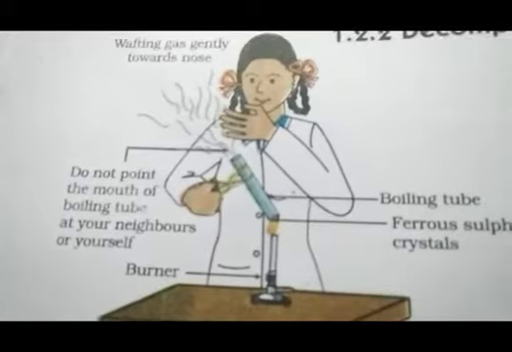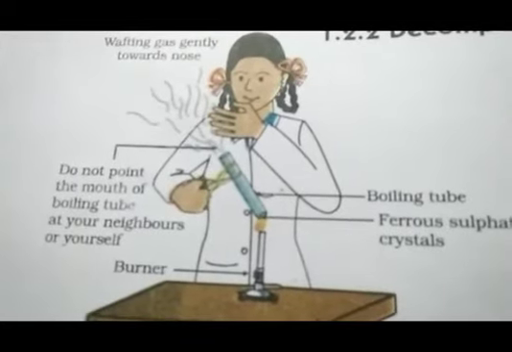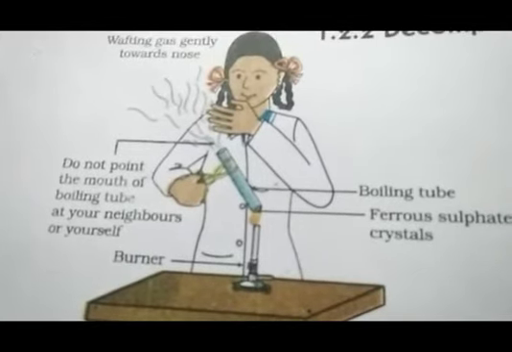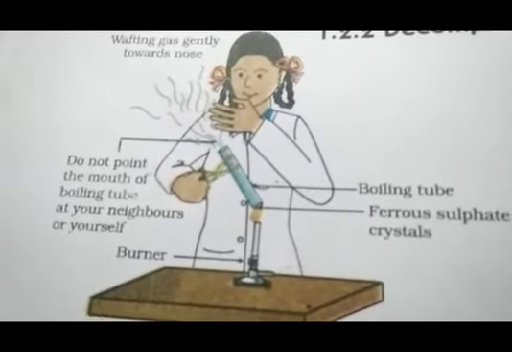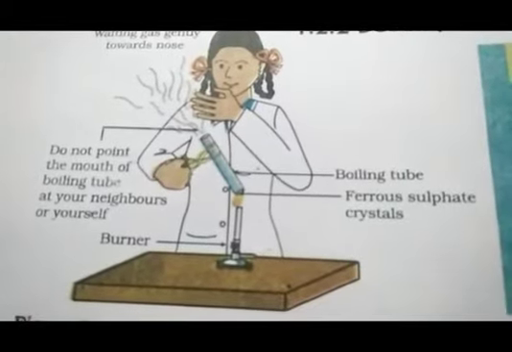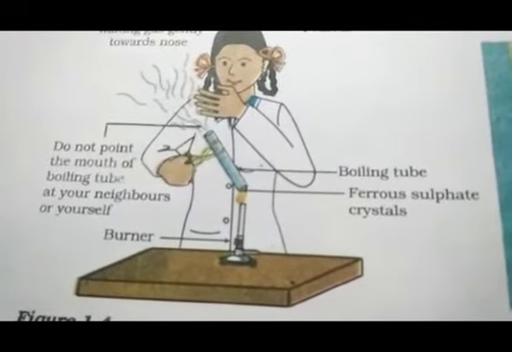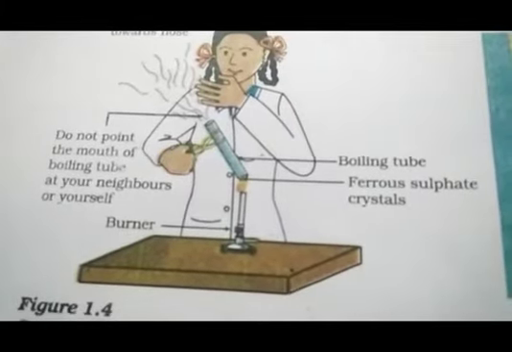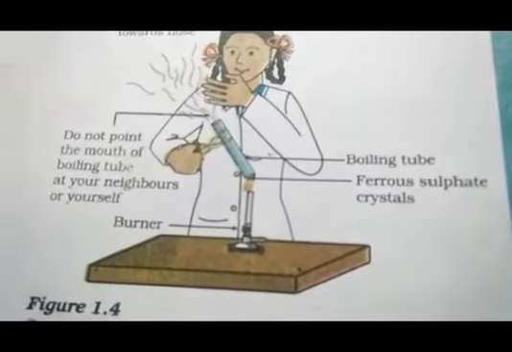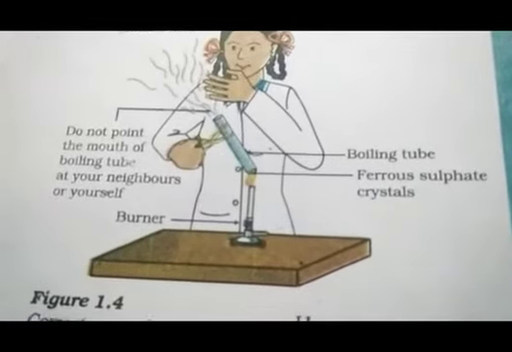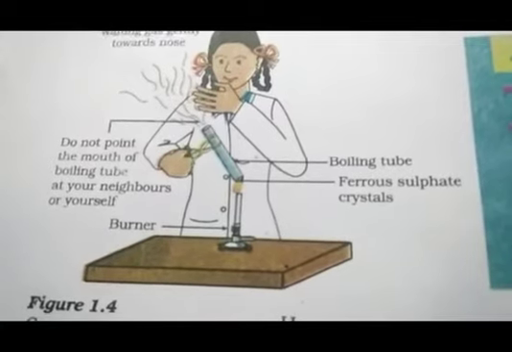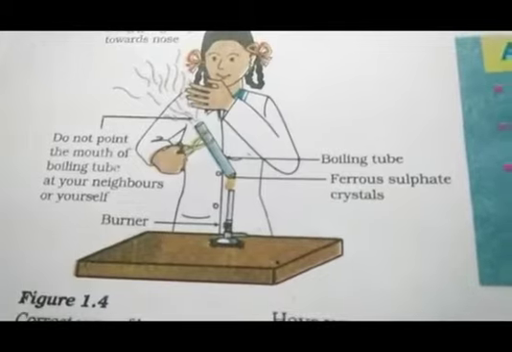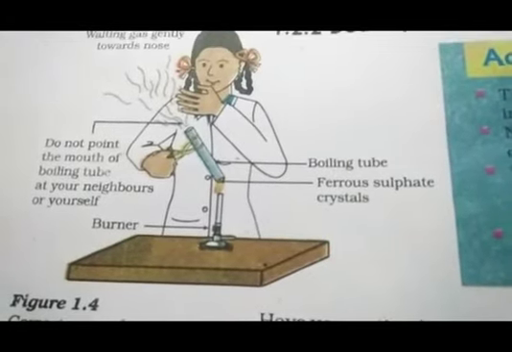Here is an activity where we have taken ferrous sulfate crystals in a test tube and heated it on a burner. What happens in this process? Hydrated ferrous sulfate first breaks down into ferrous sulfate and then it breaks down to give the various products, that is ferric oxide, sulfur dioxide and sulfur trioxide. How will you come to know that the reaction has taken place? The green color of the ferrous sulfate will change to white.